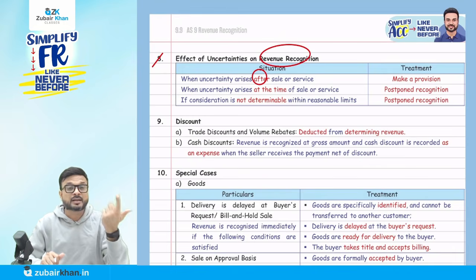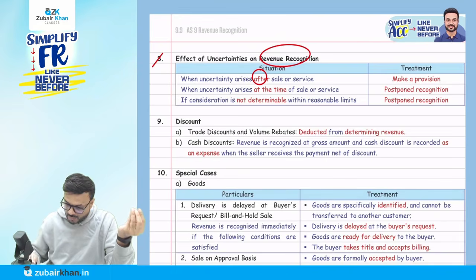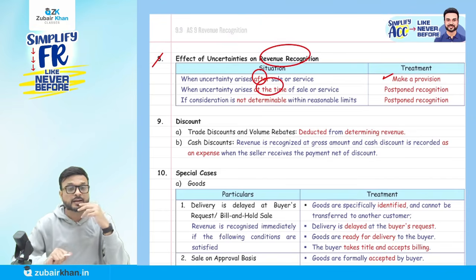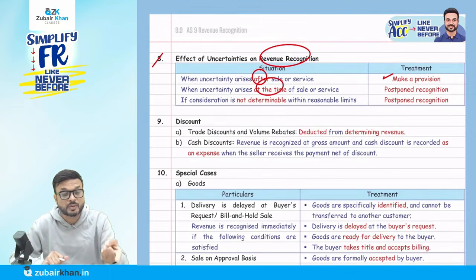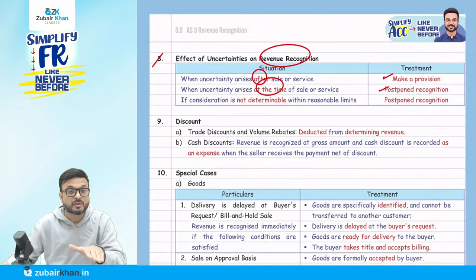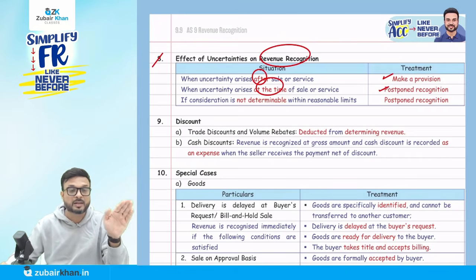But later on, uncertainty arises that you may not recover the amount. So basically, it's a provision for doubtful debt, and you will make a provision. If uncertainty arises at the time of sale, we cannot recognize the revenue, because one of the conditions to recognize revenue is certainty regarding the ultimate collection. If there is no certainty regarding the ultimate collection, we are going to postpone the recognition. You cannot recognize the revenue even though you have sold the goods, if at the time of sale you are not certain that there will be ultimate collection.